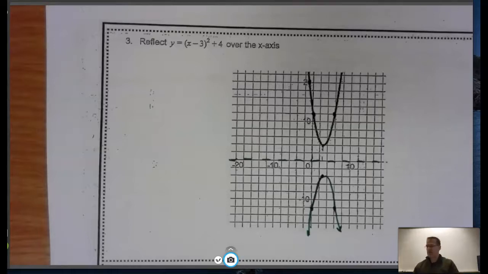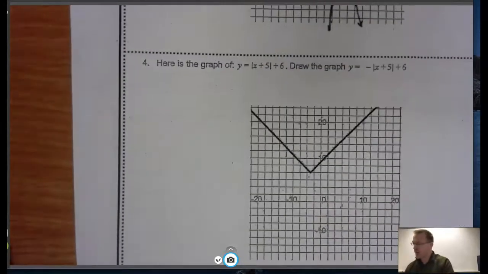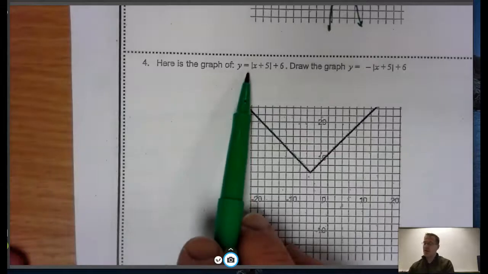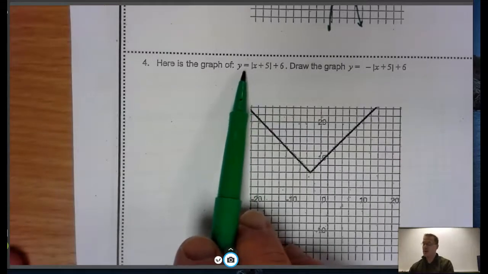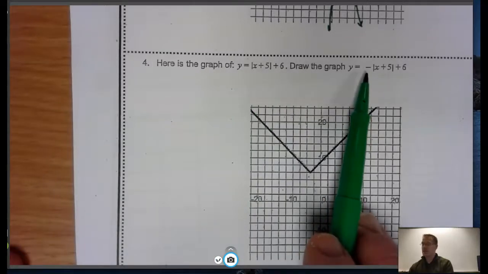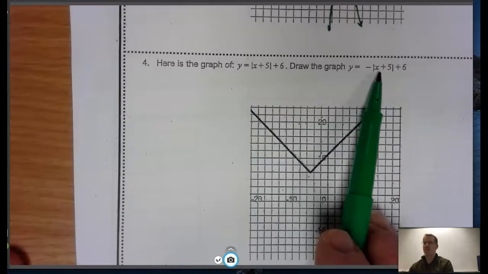Let's do one more together. Let's look at number 4 and adjust that a value. Notice we are given the graph of y equals the absolute value of x plus 5, plus 6. We have a positive 1 for our a value. Our vertex is at negative 5, 6. And we want to draw the graph of negative absolute value of x plus 5, plus 6.